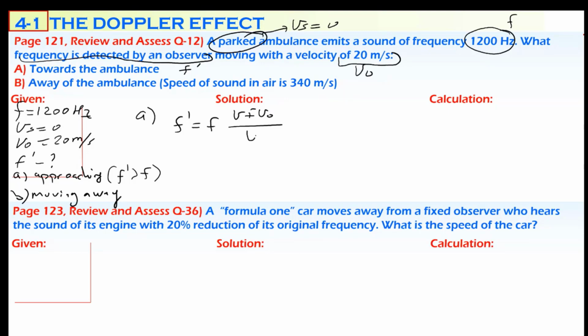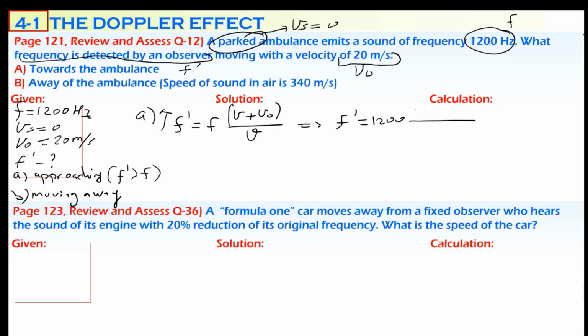Instead, just write V in here. What about this sign? I want again F prime greater than F. Should it be positive or negative? Positive. If you make it positive, you can make F prime greater than F. So let's calculate. F prime is equal to F, which is how much?